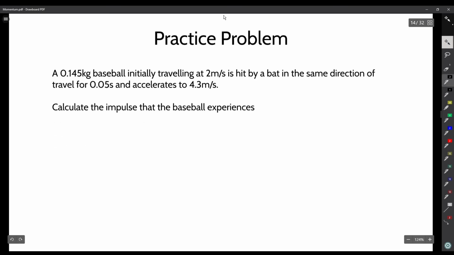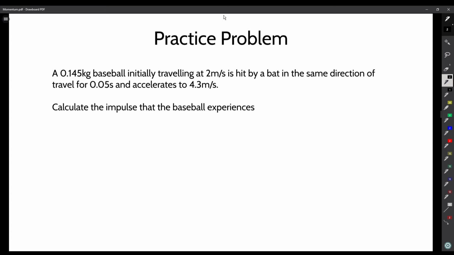Let's go with the practice problem. A 0.14 kilogram baseball, initially traveling at 2 meters per second, is hit by a bat in the same direction of travel for 0.05 seconds and accelerates to 4.3 meters per second. Calculate the impulse that the baseball experiences.